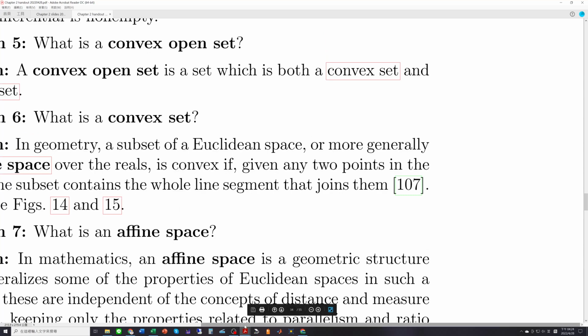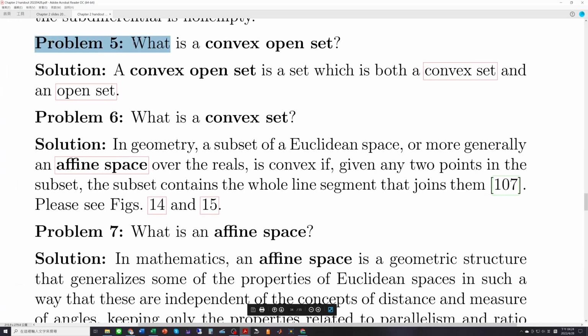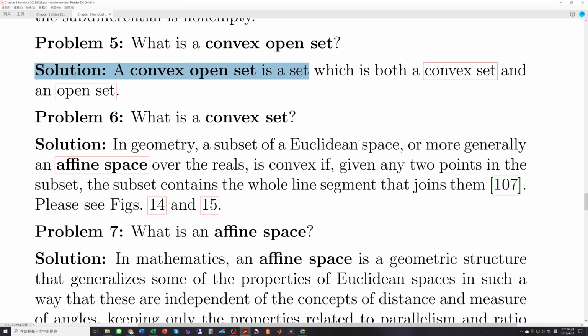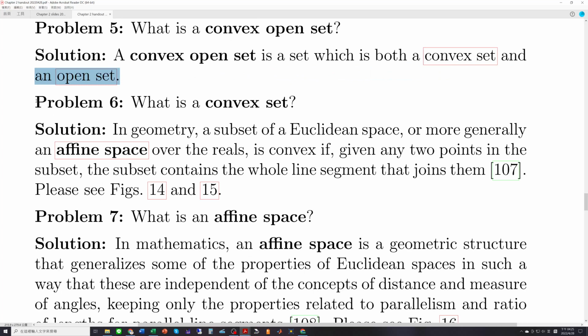Okay, let us see problem 5. What is a convex open set? Solution: a convex open set is a set which is both a convex set and an open set. Okay. Then problem 6. What is a convex set? Okay, solution: in geometry, a subset of a Euclidean space, or more generally, an affine space. Okay, what is an affine space?